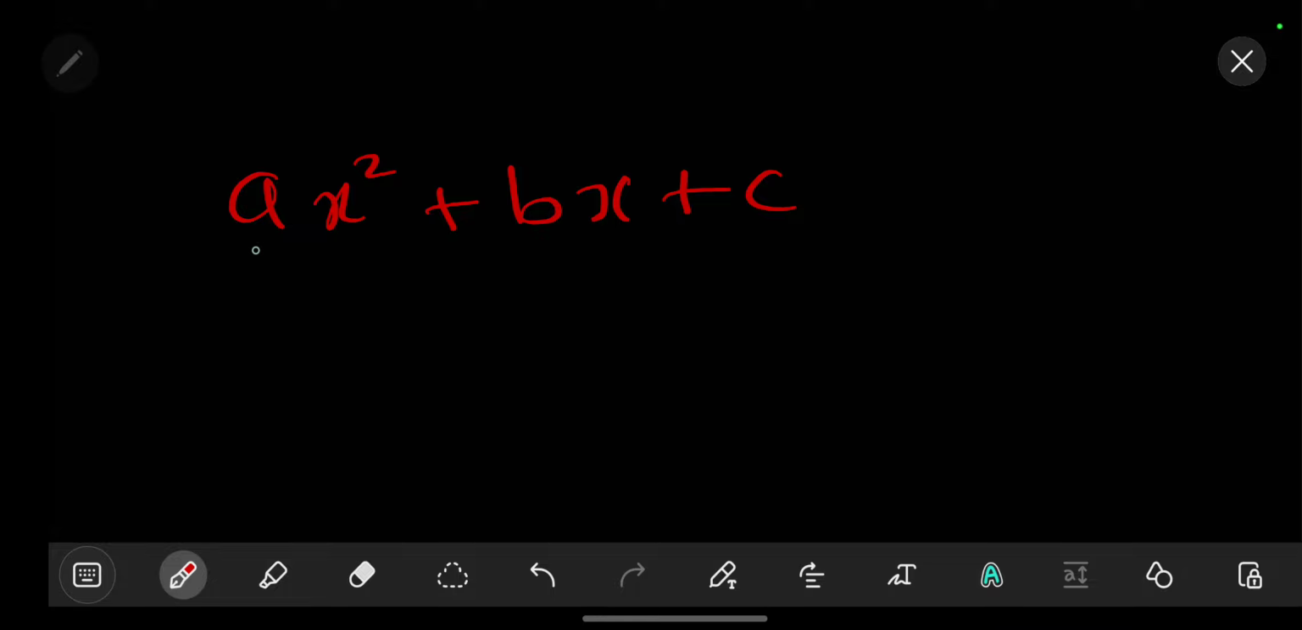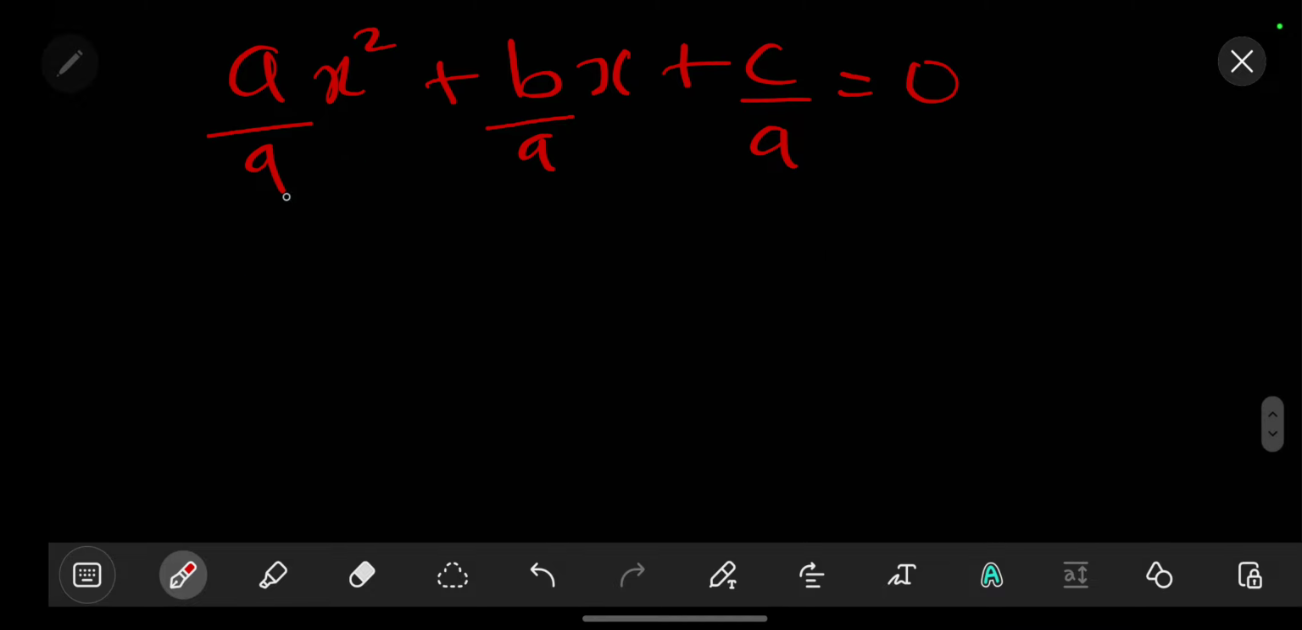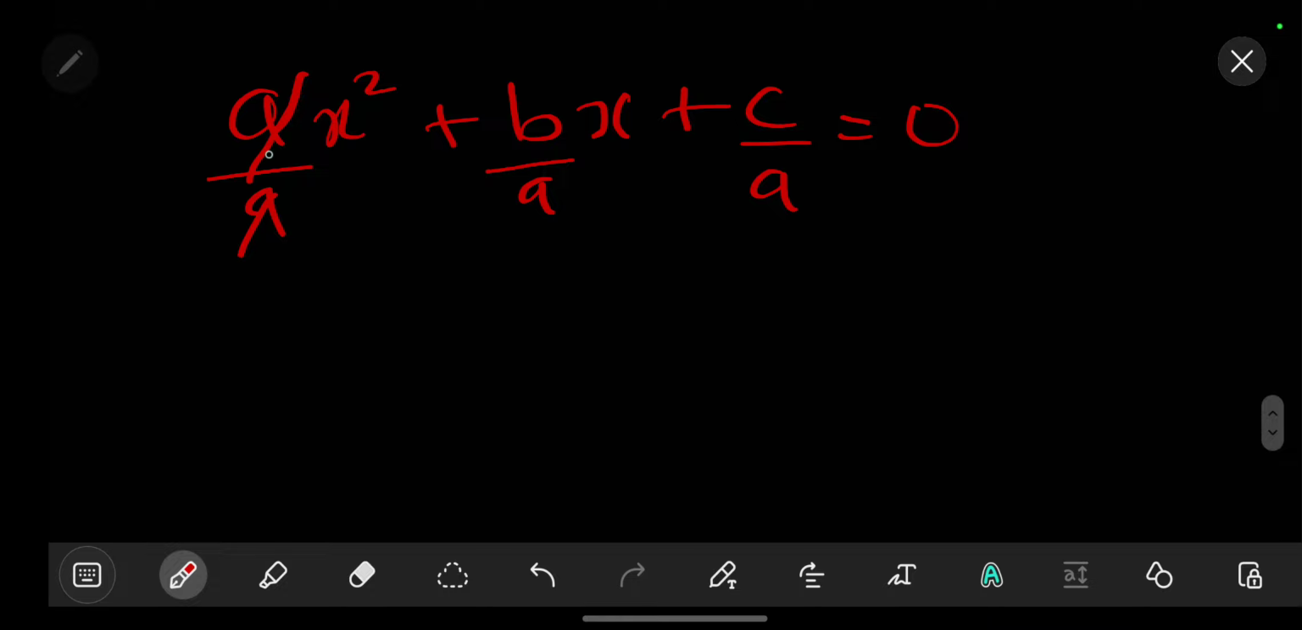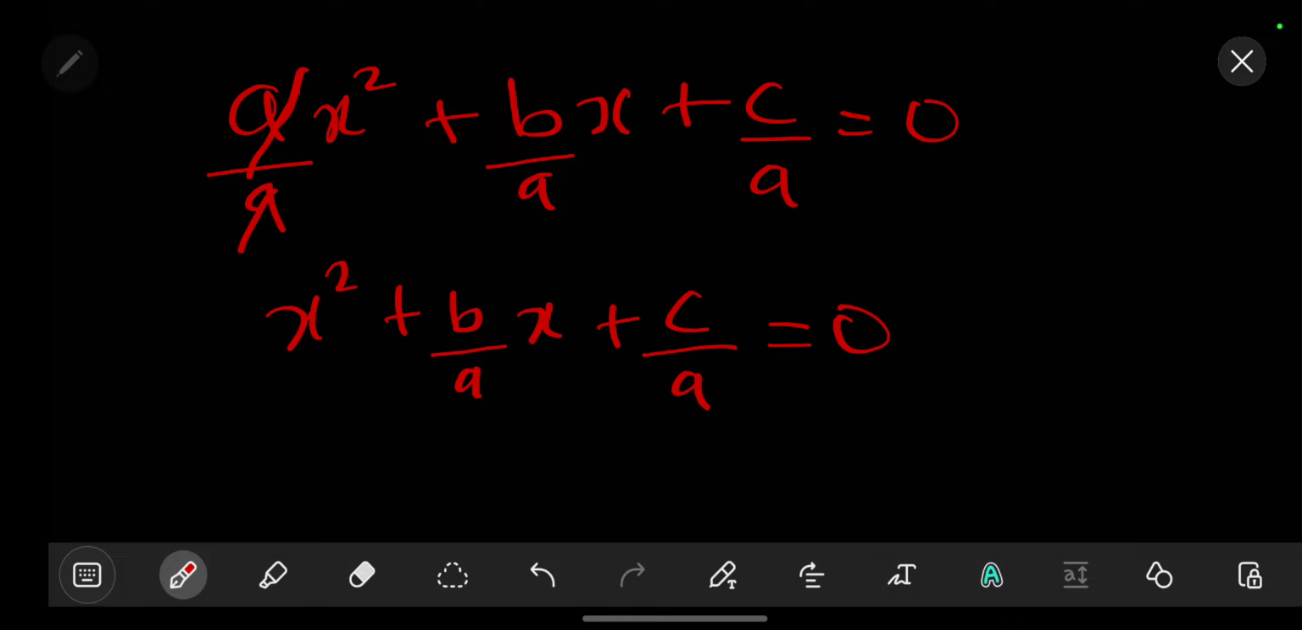So what you do is, as long as you look at the coefficient of x², there should just be 1. So therefore you are going to divide your a throughout like that. So let's say it should be equal to 0. So we are going to cancel like that. Then what we are going to end up with is x² plus b over a x, then plus c over a should be equal to 0.